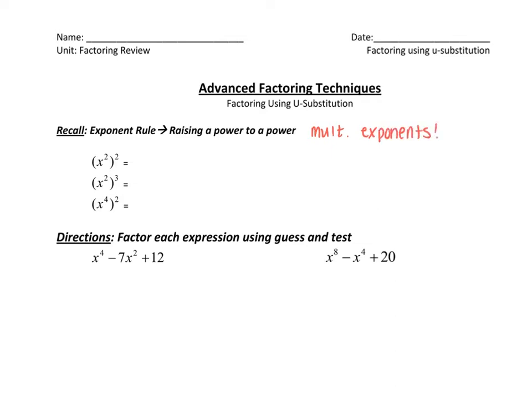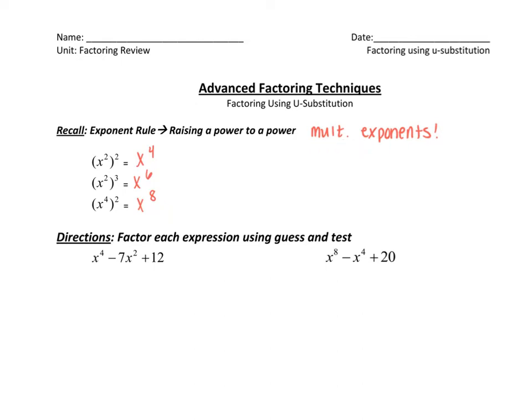Don't forget that. So, for example, this first one, if I have x squared squared, we multiply the 2 and the 2, and we get x to the 4th. The second one, we multiply the 2 and the 3, we get x to the 6th. And the third one, we multiply the 4 and the 2, and we get 8. So we must keep in mind that when we're raising a power to a power, we multiply the exponents.